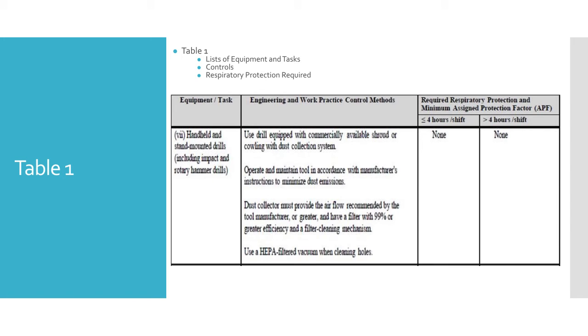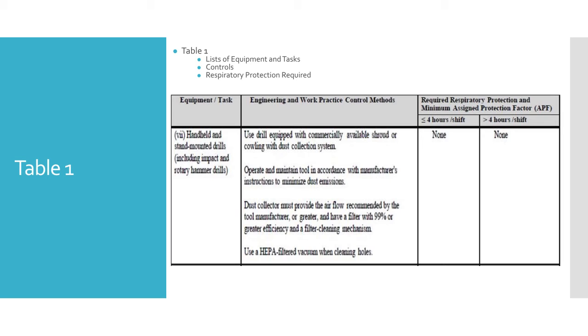Table 1 was prepared by OSHA to give companies an easy way to comply with the new standard. Table 1 provides a list of equipment and tasks where exposure to respirable silica is known. It also shows that engineering controls can be used to reduce the exposure and prescribes when a respirator is required, depending on whether a task is performed for 4 hours or 8 hours, indoors or outdoors.